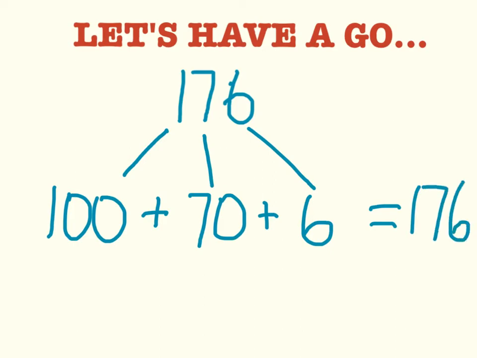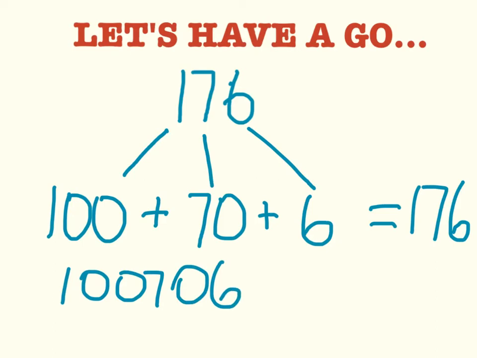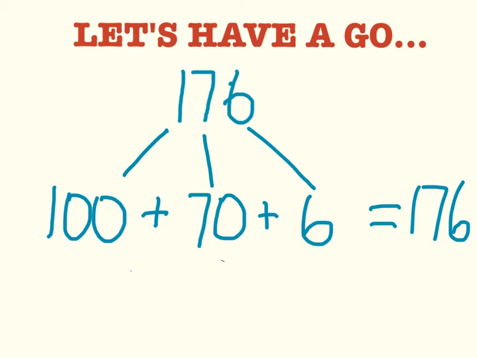176. You notice when I write the answer, I'm not writing 176, because that number actually reads 100,706. So we're not writing that number like this. We're simply writing the first number that comes in that hundreds, tens, or ones.